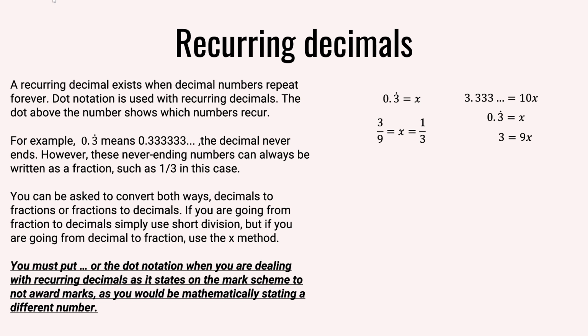As we stated before, a recurring decimal exists when decimal numbers repeat forever. The dot notation is used with recurring decimals. The dot above the number shows which number recurs. As we said before, the 0.3 recurring example can be put into a third as a fraction. The dot there means the 3 always recurs forever. But if I have 0.83 recurring, the dot is above the 3. So it'd be 0.8, then 3 recurring that way.